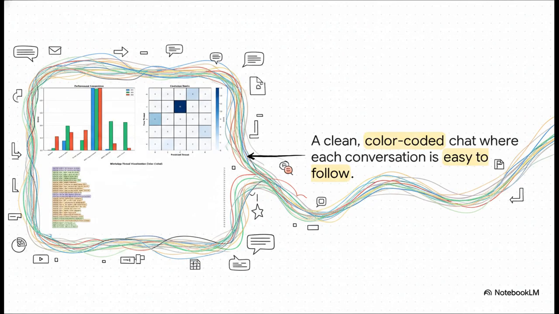And here it is. This is the final result. All that complicated AI stuff leads to this beautifully simple solution. Instead of one chaotic feed, you get a clean, color-coded chat where you can follow each conversation just by looking at it. The chaos is finally, truly untangled.